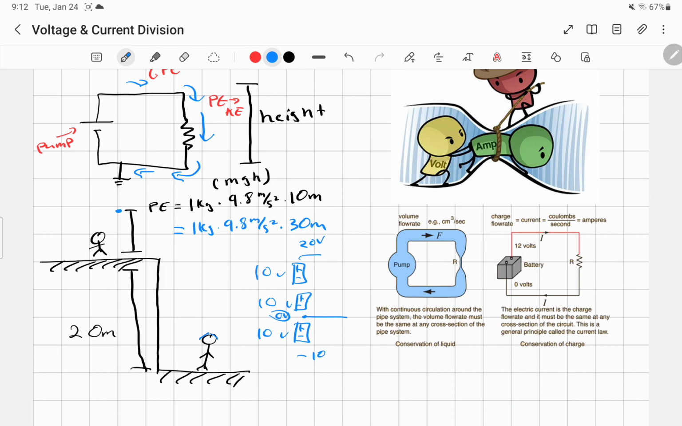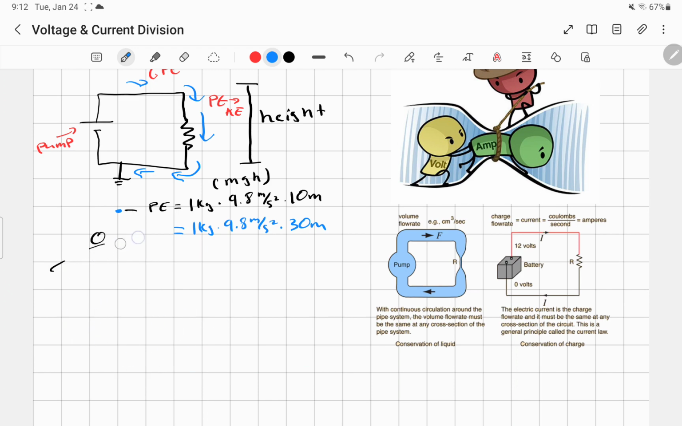Just because this is 0 volts doesn't mean there's no energy at this point in the circuit. You can obviously still connect a load here and do work. It's just a matter of convention, just like it is in the gravitational case. So that's a quick explanation of voltage and ground.